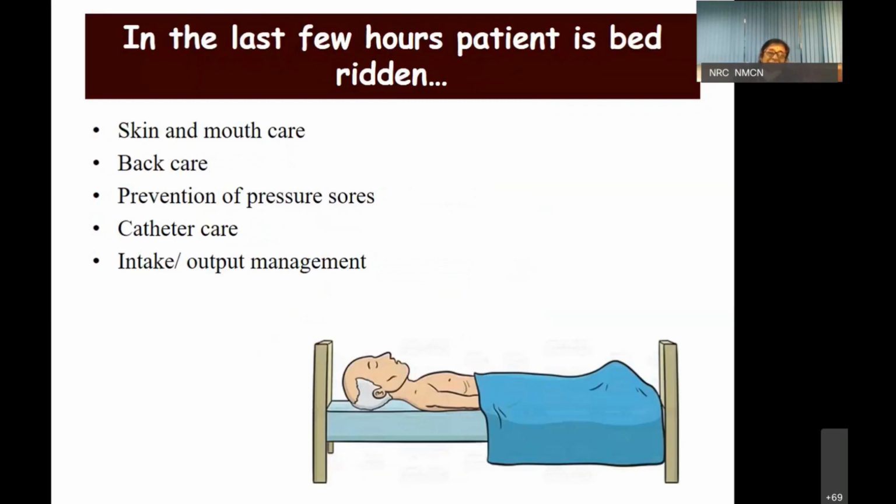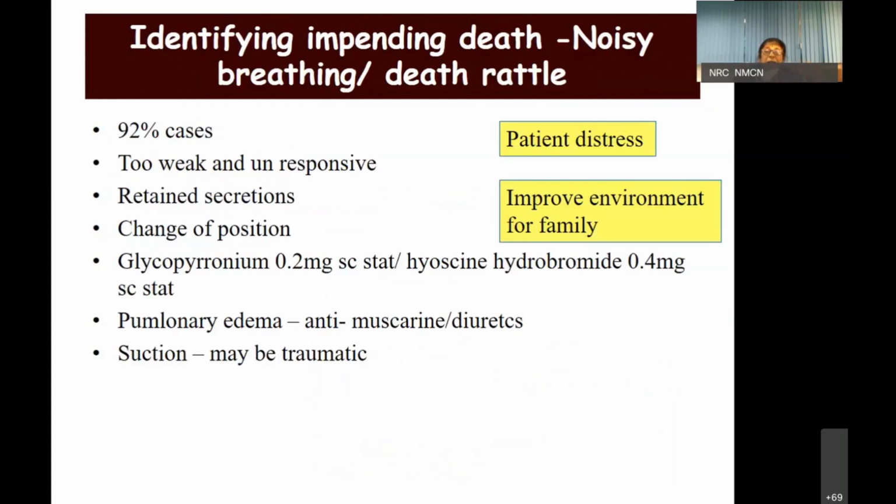Take care of the basics: the skin care, mouth care, back care, catheter care, so that you're not overloading the patient. You're taking care of the patient's comfort. These are things that you start taking care of when you are reaching the very fag end of the person's life.